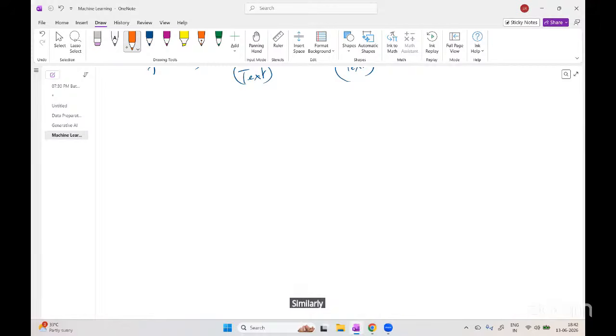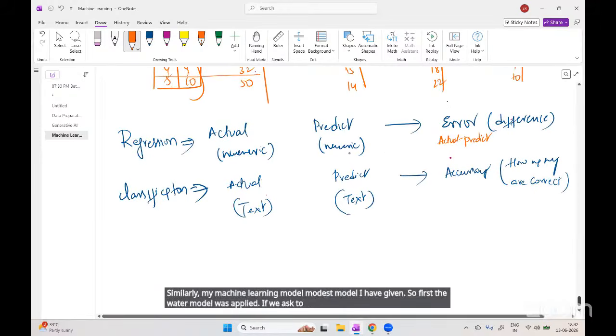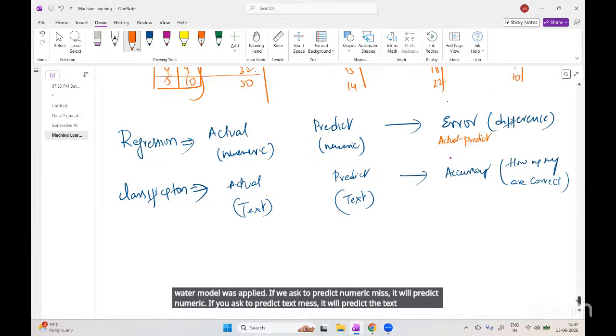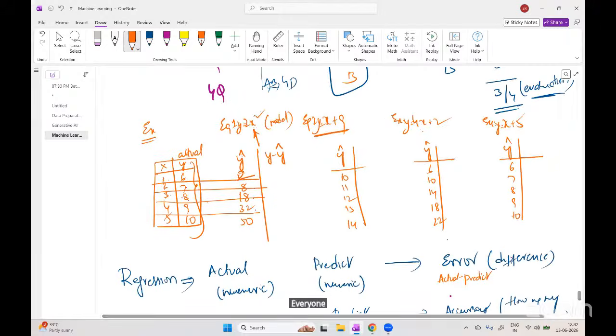Similarly, with my machine learning models, whatever model was applied, if we ask it to predict numeric, it will predict numeric. If you ask it to predict text, it will predict text. It will not predict the opposite one. Is the point clear? Everyone understood the logic, guys?